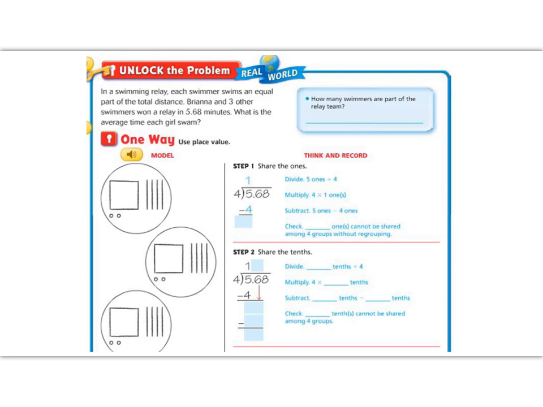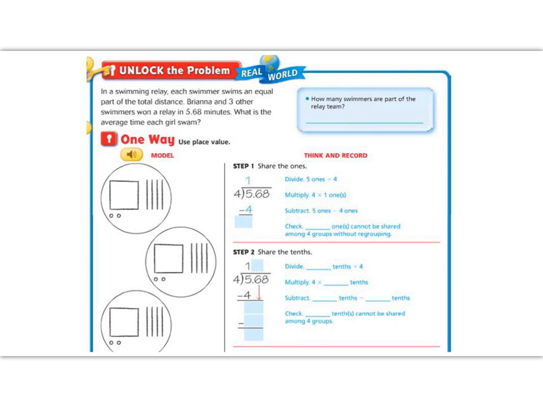Alright, 5th graders, today's lesson is on dividing a decimal by a whole number. Let's begin by reading the Unlock the Problem. It says, in a swimming relay, each swimmer swims an equal part of a total distance. Brianna and 3 other swimmers run a relay in 5.68 minutes. What is the average time each girl swam?